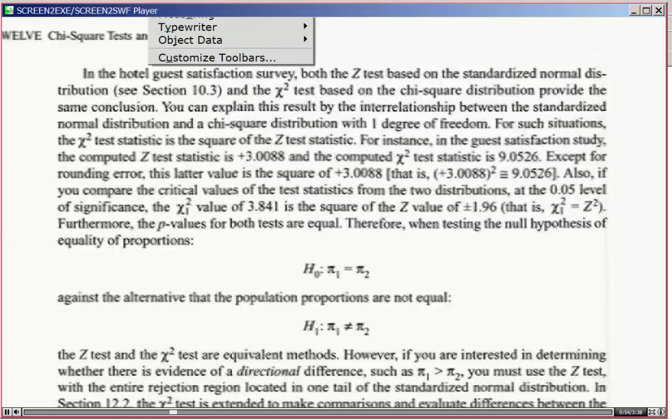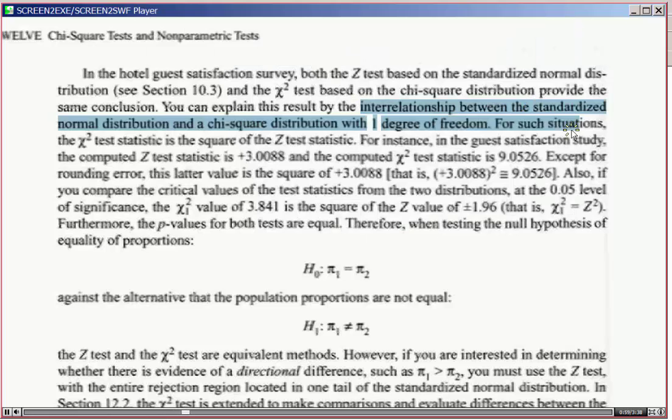Let's highlight it. Okay, interrelationship between the standardized normal distribution and a chi-square distribution with 1 degree of freedom. For such situations, the chi-square test statistic is the square of the z-test statistic. So 1 degree of freedom chi-square distribution is the same as normal.